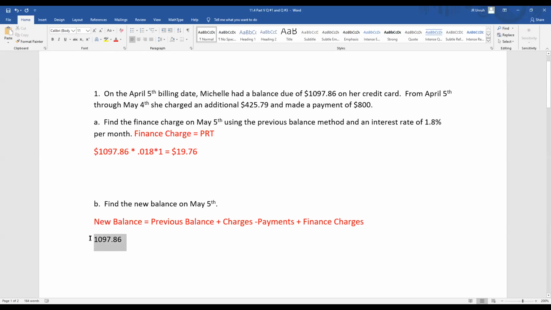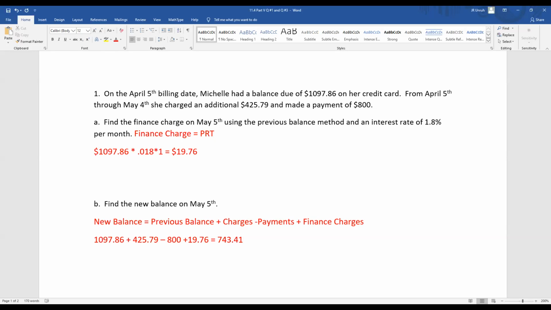Let me get that into red so it stands out a little bit more. Previous balance, 1097.86. We are going to add to that charges, and we're told that she charged an additional 425.79. She made a payment of 800, so we're going to subtract that. And then we need to add our finance charge, which comes from part A, 19.76. Add all of those up, use your calculator, and the new balance as of May 5th is equal to 743.41.